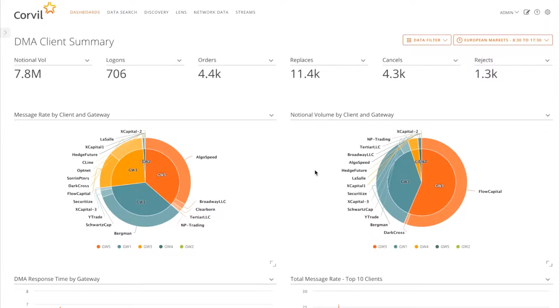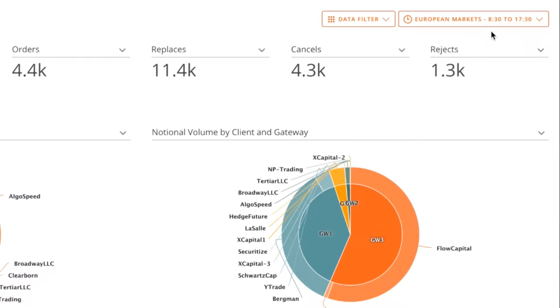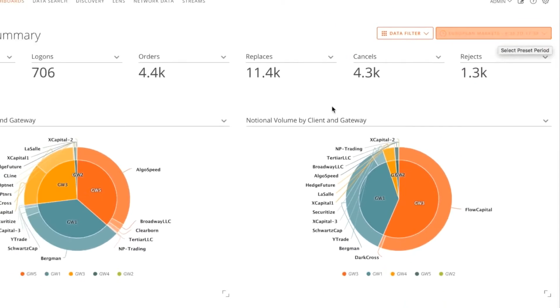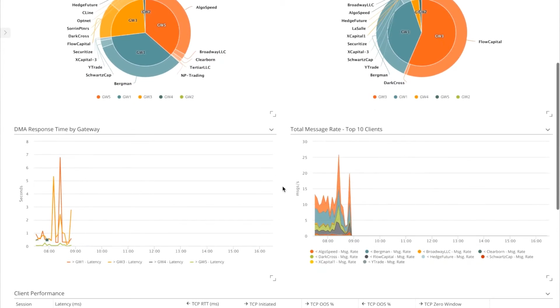So in this view, we're looking at a high-level client summary dashboard and the overall health and activity of our DMA plant. We're currently looking at a time period of the European markets, and this morning the markets have only been open a short period, so we can see activity here.